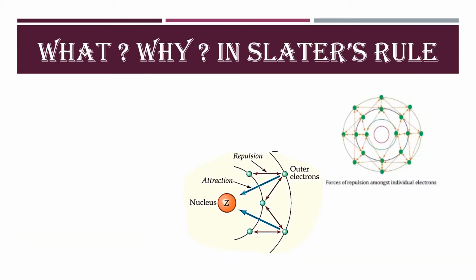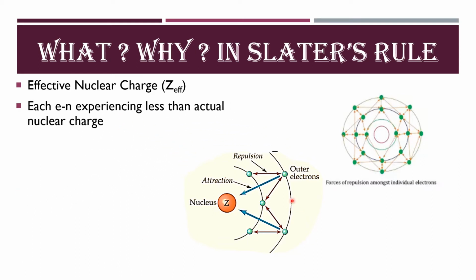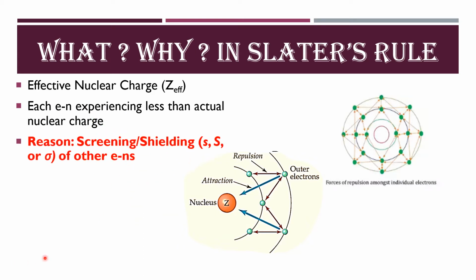What we are going to learn in this rule, and why we need to learn it. We are going to learn about effective nuclear charge. Why we need to learn it: actually, each electron experiences a very small nuclear charge compared to the actual one. That's why we are learning the effective nuclear charge of the electrons. We are going to find out the effective nuclear charge for each electron, and why we are getting a very small nuclear charge, because of the screening and the shielding effect.